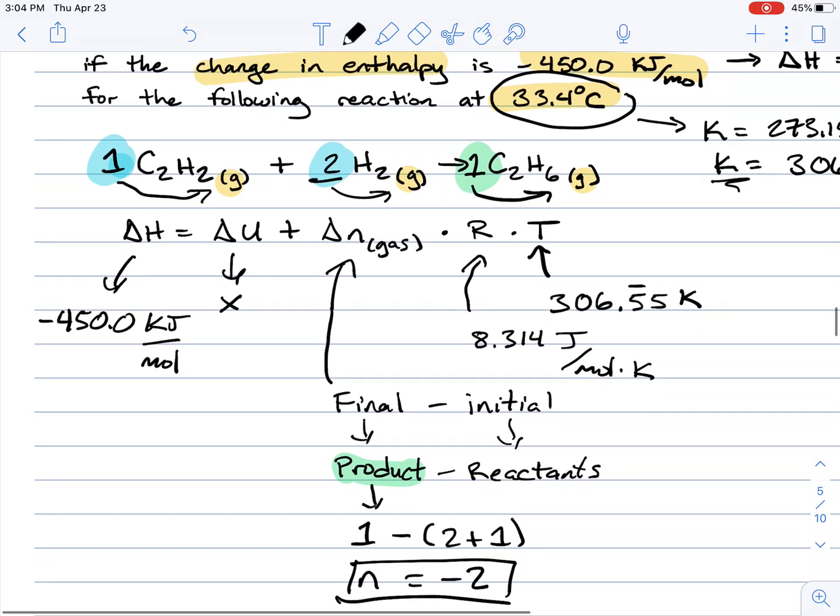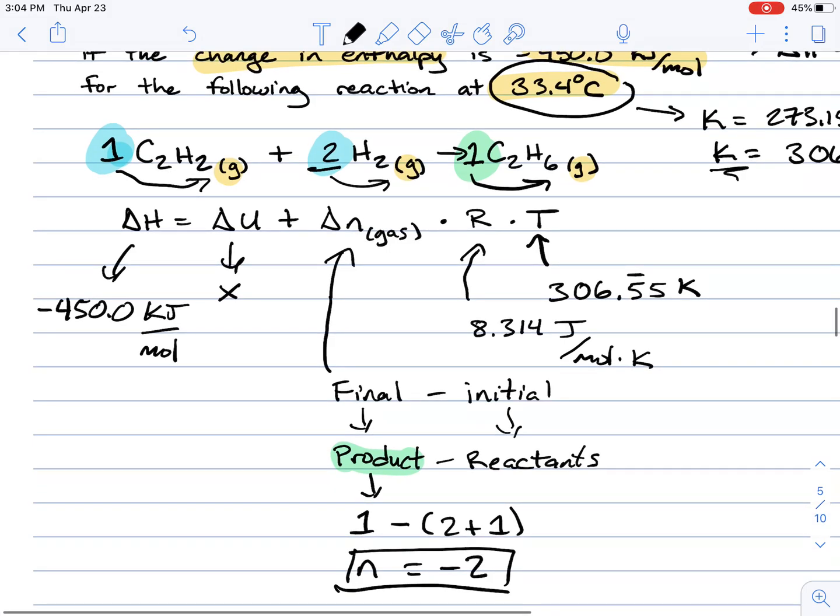And so this is going to be the instance where, if you're not paying attention to your units, if you just plug everything into the equation and hope for the best, this is where you are going to get your answer wrong. You are typically going to be off by 3 orders of magnitude.